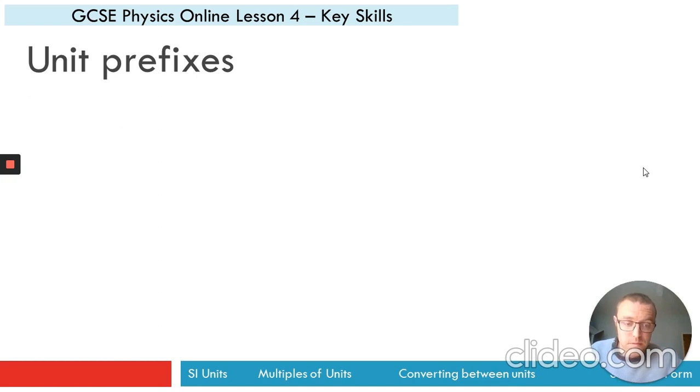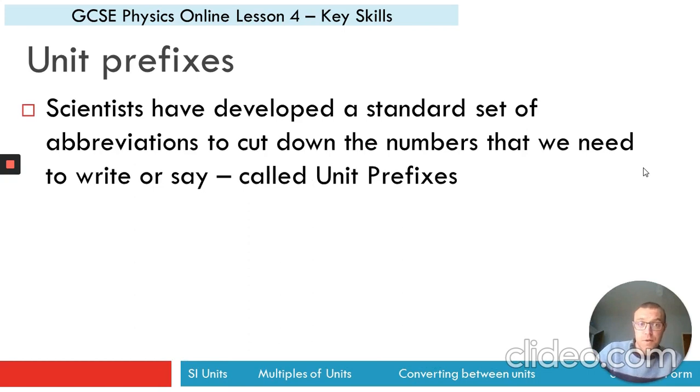Okay, this system that scientists have invented for these numbers, we call them unit prefixes. The kilo for the kilometre, or the milli for the millimetre. As it says, scientists have developed a standard set of abbreviations to cut down the numbers that we need to write or say, and we call these unit prefixes. You probably haven't seen the term prefix too often before. It simply means a prefix is a word which goes before another word. So a unit prefix is a word which goes before a unit.